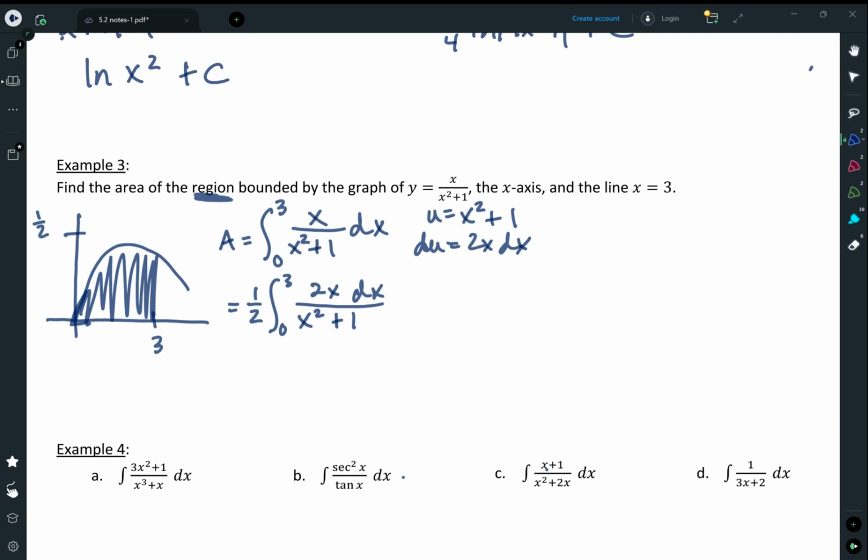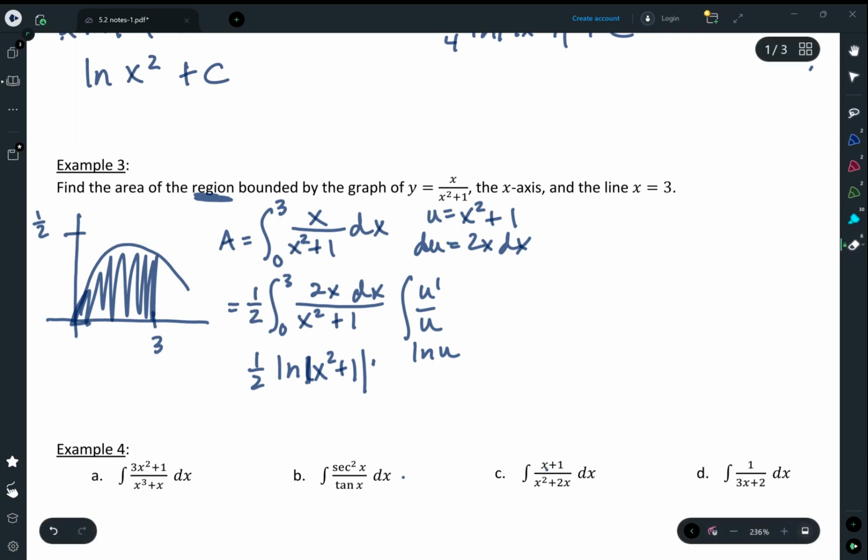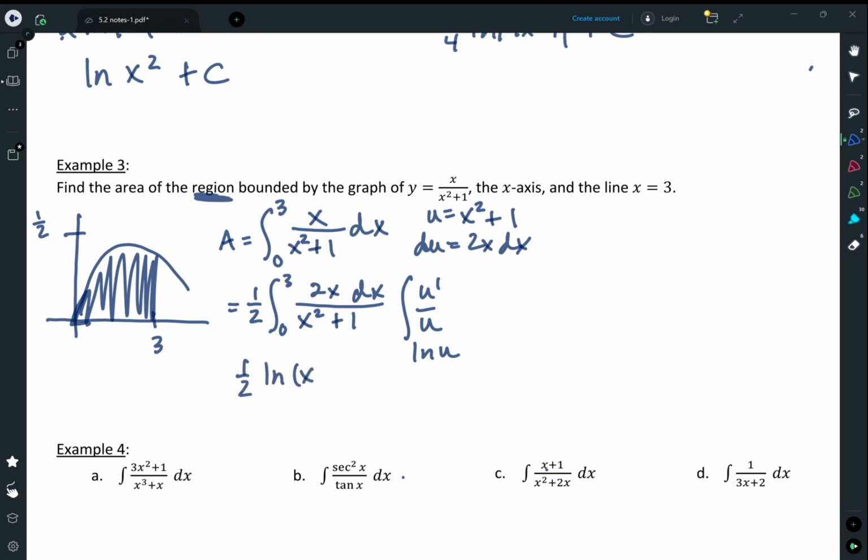So now I have this all set up. It's going to be the natural log of the denominator, x squared plus 1, because this is u prime over u. So it's going to integrate to natural log u. I'm going to have 1/2 times the natural log of the absolute value of x squared plus 1. And I don't think we have to have absolute value signs there, do we? Because x squared plus 1 is always going to be positive. That's not a concern. So I'm going to change the way this looks. I'm going to write 1/2 natural log of x squared plus 1. And then we want to evaluate that from 0 to 3.